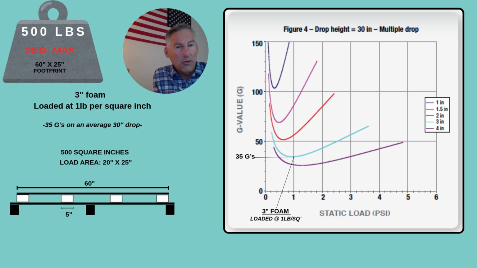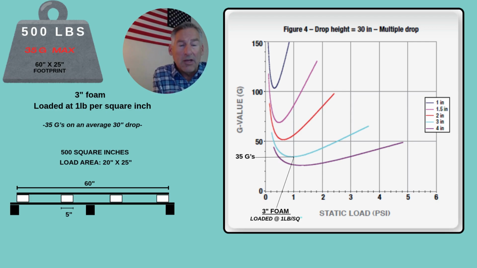So if we look over at our cushion curves on the side here, we'll see to get down to 35 G's, 2 inch isn't going to do it. If I take 2 inch and load it at 1 pound, I'm going to be up to 55 G's on that drop height. If I take 3-inch foam, which is the light blue line here, and load it at 1 pound, you'll see that we see 35 G's on impact. So that's what we would expect to see. This particular cushion curve shows a 30-inch drop height, so we know we would be safe. If it was a 12-inch drop height, we would actually see fewer G's with the same type of load.